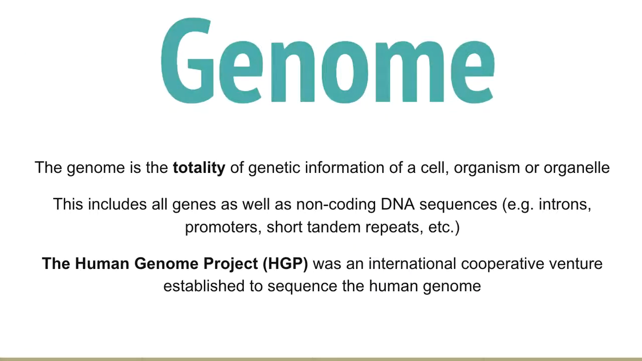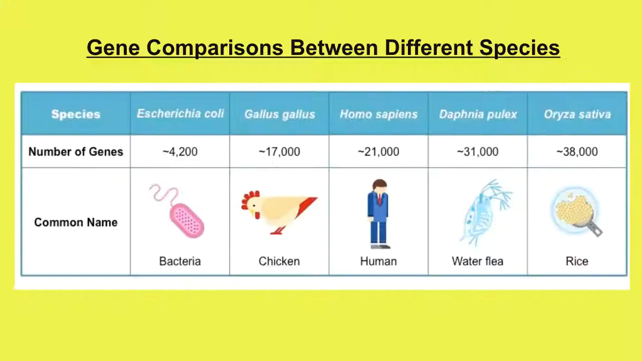Now, what is a genome? A genome is the totality of genetic information of a cell, organism, or organelle. This includes all genes as well as non-coding DNA sequences such as introns, promoters, short tandem repeats, etc. And you don't need to know this, but just for general knowledge, the Human Genome Project was an international venture that was established to sequence the genome.